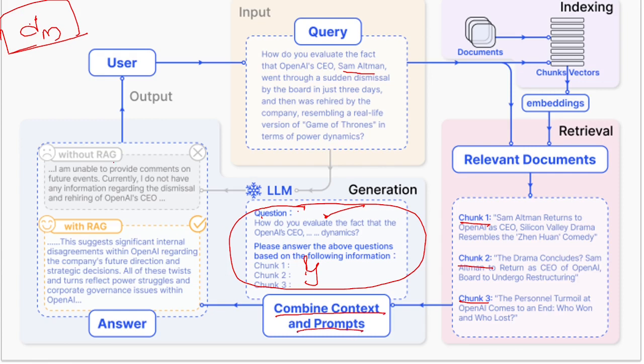Thirdly comes the part of generation. I feed this new system prompt into my LLM, and the LLM is going to generate this particular answer. So this is how RAG architecture looks from a bird's eye view.